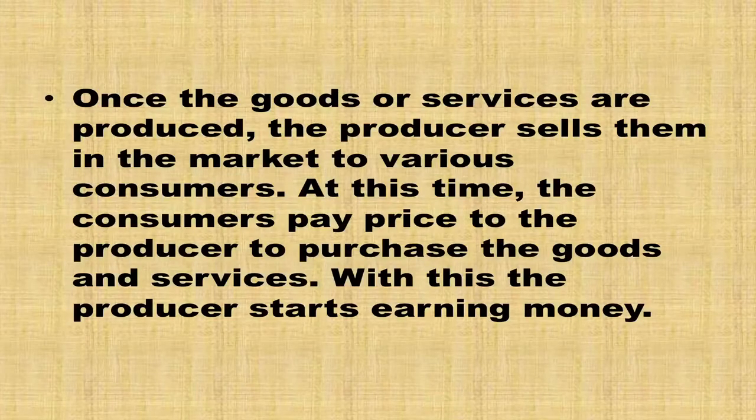Where does this money come from? Once the goods and services are produced, the producer sells them in the market to various consumers. At this time, the consumers pay a price to the producer to purchase the goods and services. With this, the producer starts earning money. So, in order to produce goods and services, the producer first incurs expenditure to purchase the factors of production and raw material, and then receives money from the consumers by selling those goods and services to them. This is a continuous cycle of production.